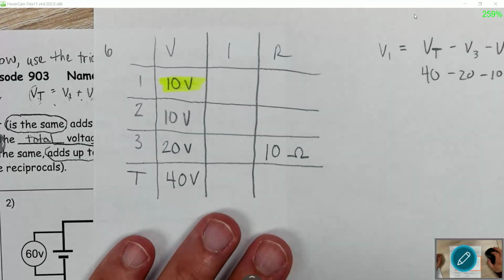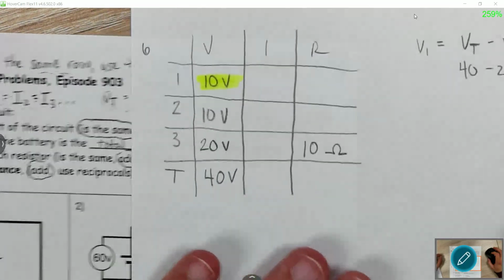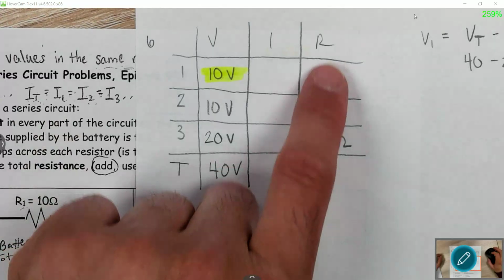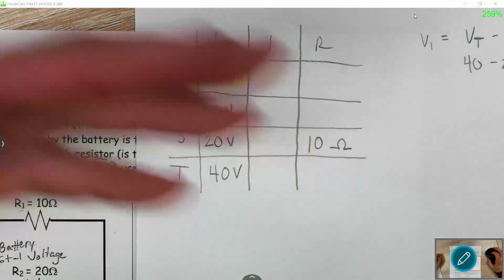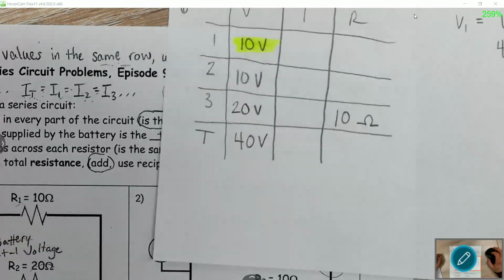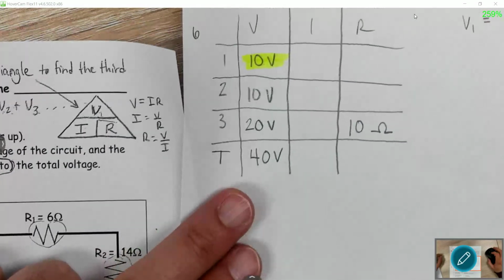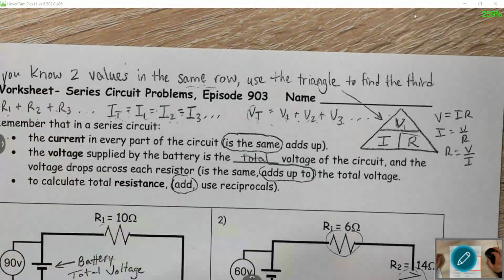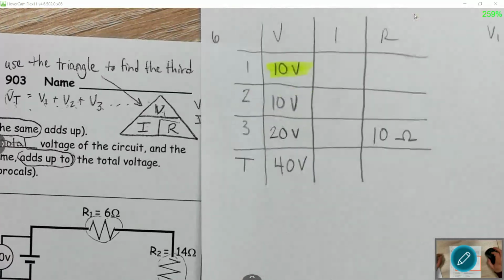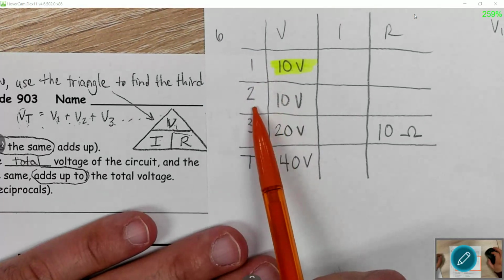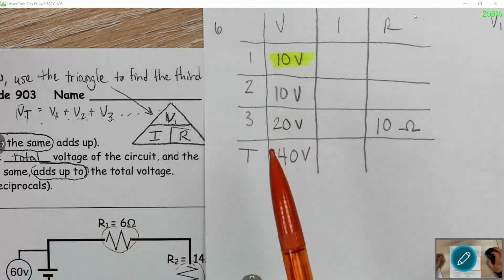Now, you're only left with one actual other move that you can do. Because we don't know the currents still, so we can't say that they're all equal. And we don't know the rest of the resistances, so we can't add or subtract there. So again, if you can't use a rule, you go to the triangle. Which says right here, if you know two values in the same row, use the triangle to find the third. Which row do we have that we have two values in? Row 1, row 2, row 3, or T?